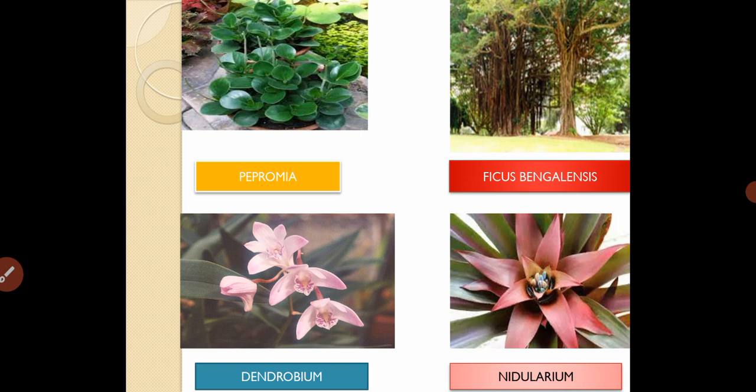The pictorial shows the types of epiphytes. One is peperomia, which is an example for protoepiphytes. Ficus bengalensis, an example for hemiepiphytes. Dendrobium is an example for nest epiphytes. Nidularium is another example for tank epiphytes.